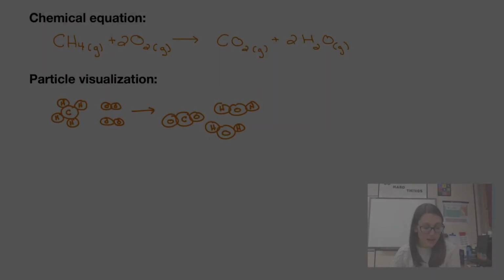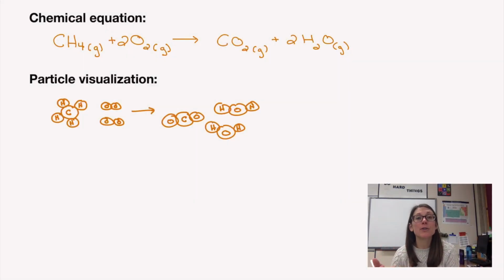The last piece is a particle visualization. It's important to me that when you look at a chemical reaction, you understand what's changing about those molecules, what those formulas actually mean. And so the particle visualization is just back to our little bubble pictures. What did you have at the beginning? What did you have at the end? I do want to point out, and we'll talk about this next, that we have some numbers in front of some of our chemical formulas.